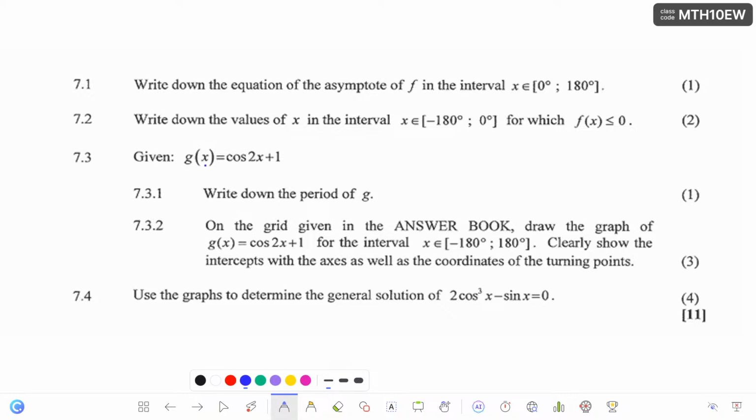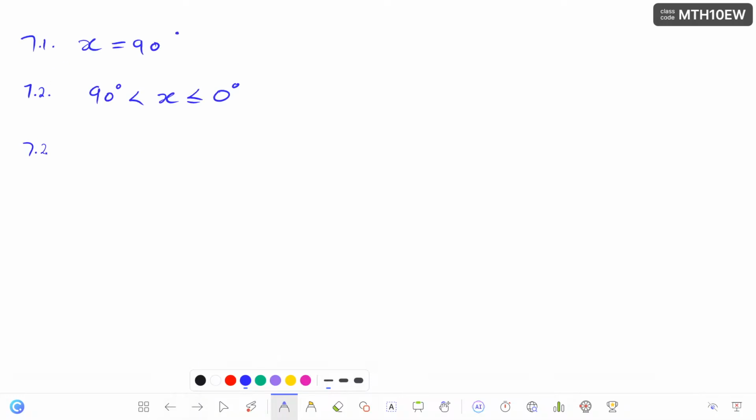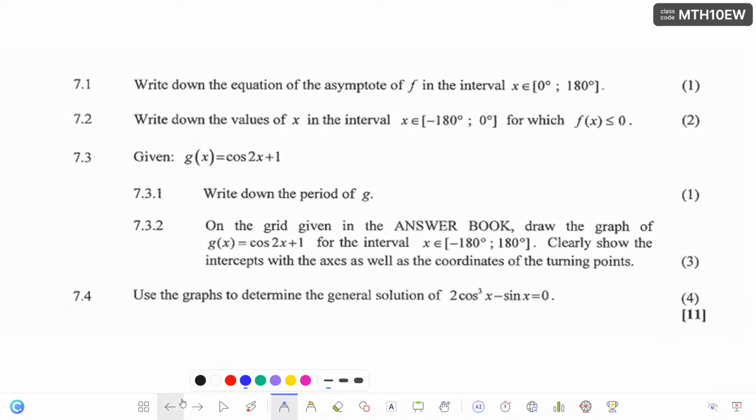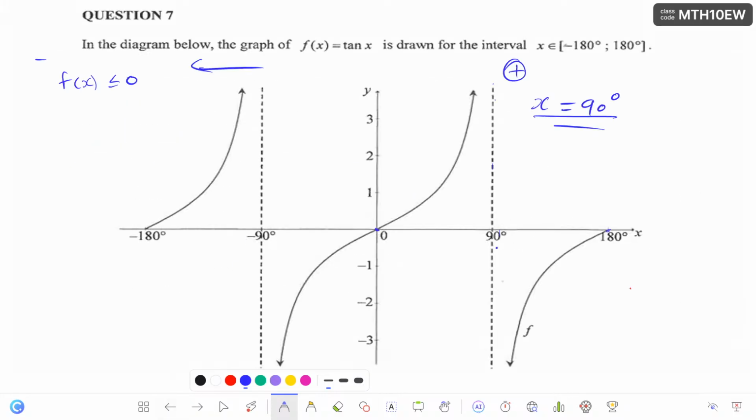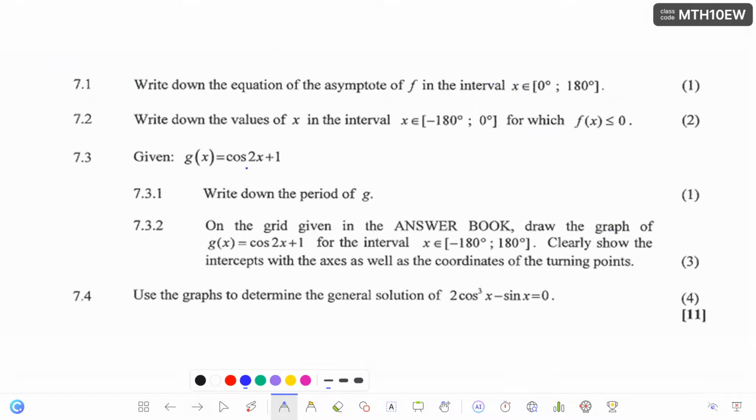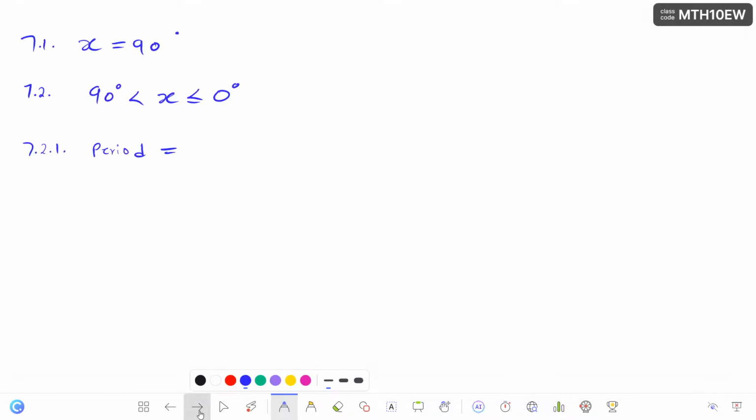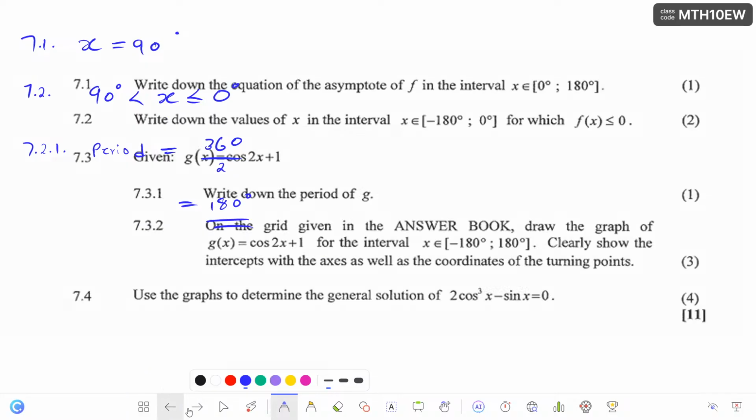7.3, they said given g of x is equal to cos 2x plus 1, write down the period of g. 7.3.1, write the period of g. For the period of g, you're going to say 360 divided by this number 2. So you are going to say 360 divided by 2, then you get your period to be 180 degrees. You are going to get your 1 mark for that.